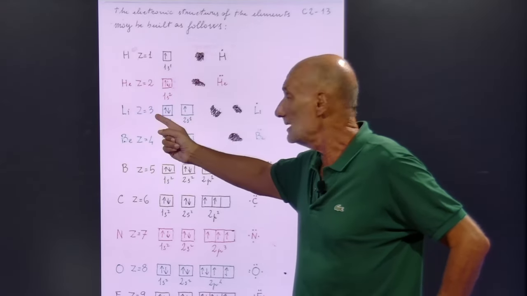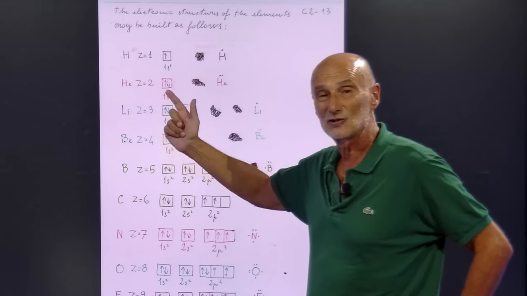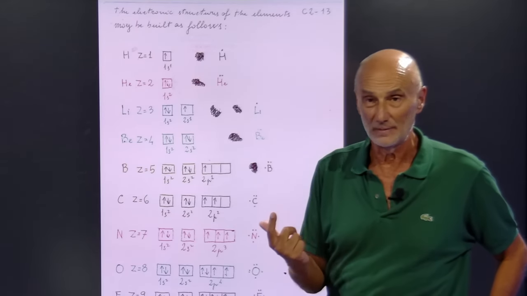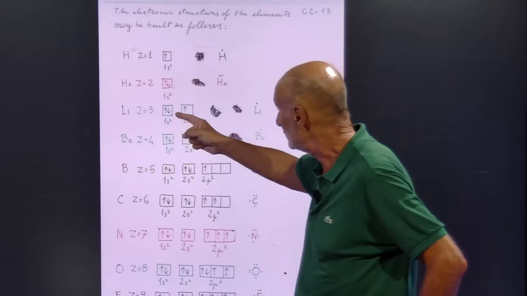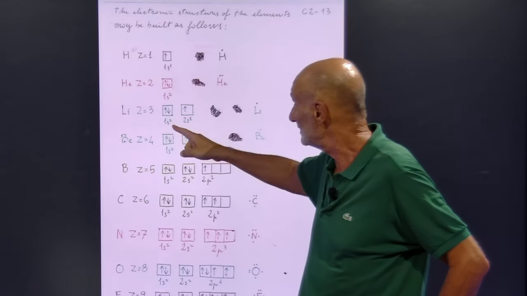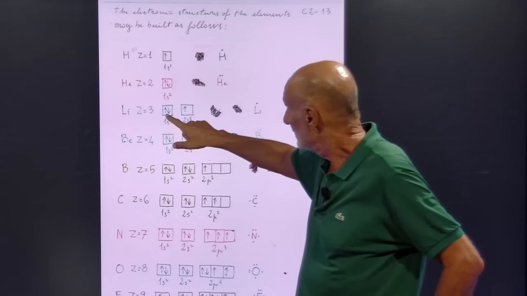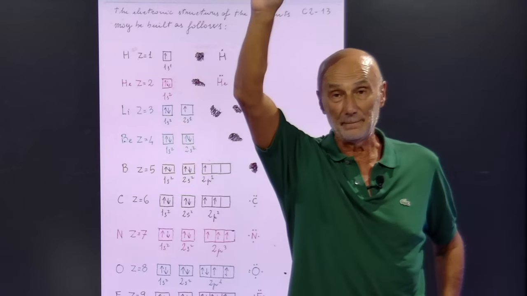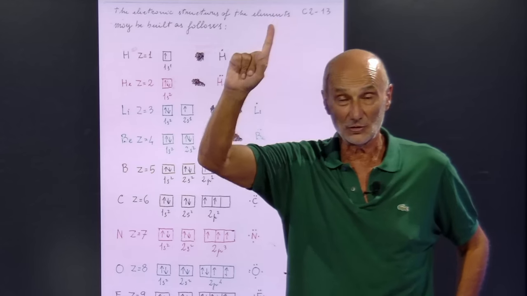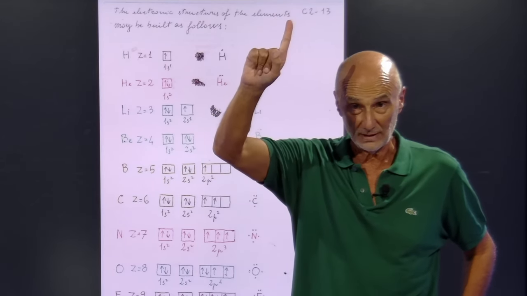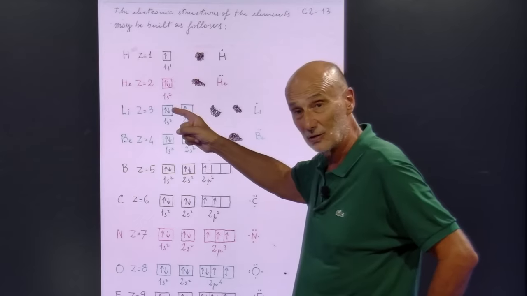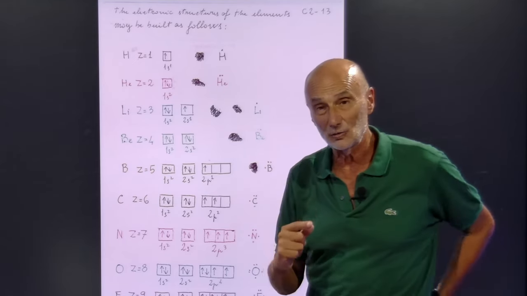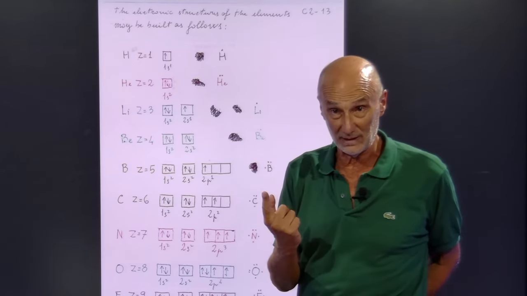Look, here I wrote the electronic structure of lithium. What does electronic structure mean? This square that I drew here represents the orbital 1s. The first arrow, the one which goes up, represents the first electron with a particular spin. The second arrow, which goes down, represents the second electron, which has the opposite spin.